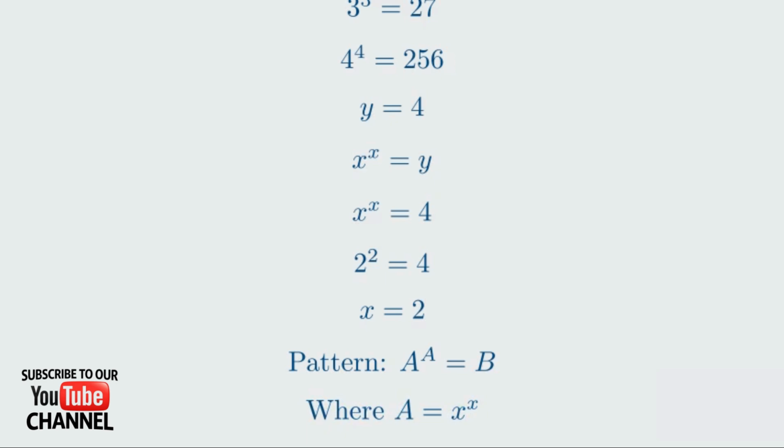Now, let's rigorously prove that x equals 2 is the only real positive solution. We've found a solution, x equals 2, and we have a strong suspicion it's the only one. Let's prove it. To prove uniqueness, we can analyze the function g of x equals x to the x. Let's look at the function g of x equals x to the x.